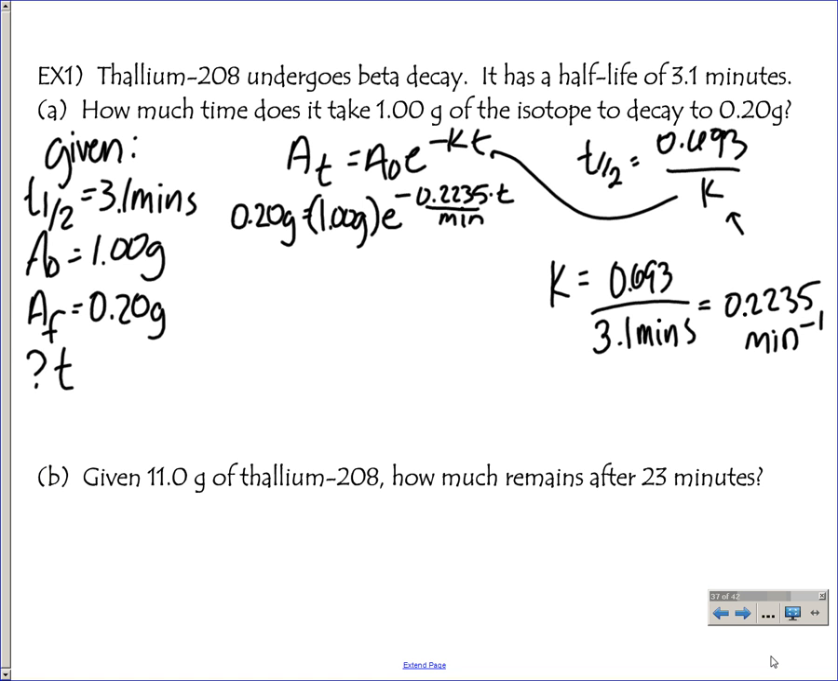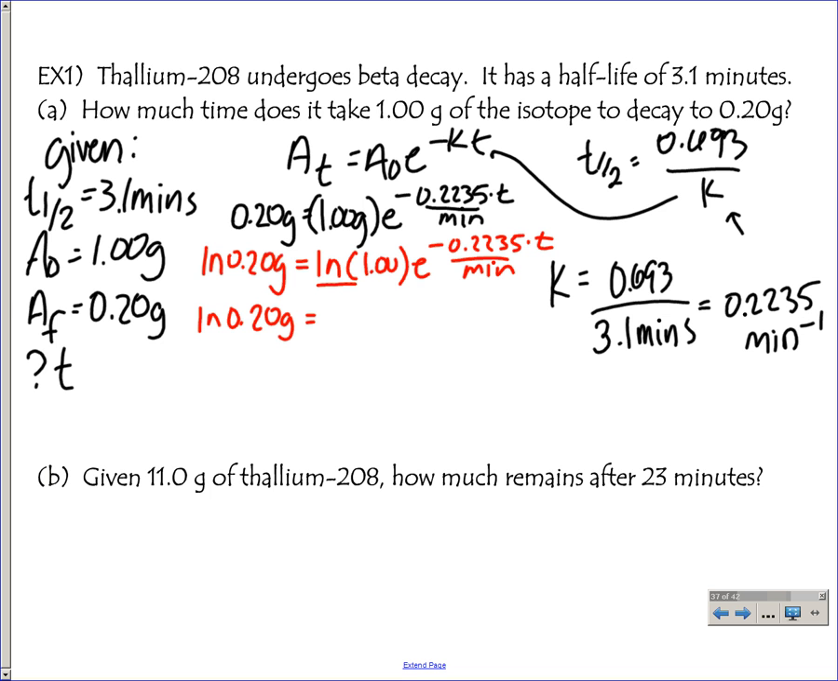So here we go. Let's do natural logs. The natural log of 0.20 grams is equal to the natural log of 1 times e to the negative 0.2235 per minute times t. So then we have to simplify. We'll cancel out ln e. That 1 right there is useless because anything multiplied by 1 is the same. And that actually will bring the exponent down to its original value. So we're going to say negative 0.2235 per minute times t.